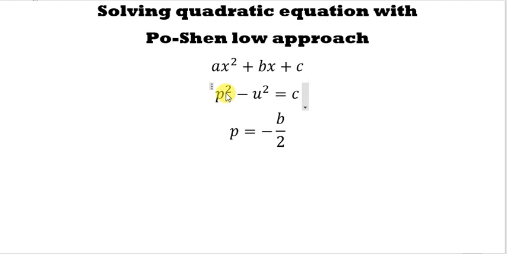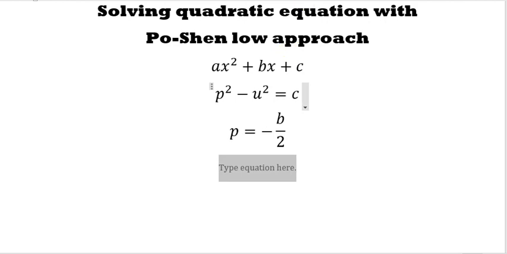Here we have another one, deduced by the American professor of mathematics, Po-Shen Lo, and he says that to be able to solve a quadratic equation, we have to make use of this setup, that is p squared minus u squared equals c. And in finding p, we find the negative of b over 2. Now let's take an example of an equation to be able to appreciate this fact.